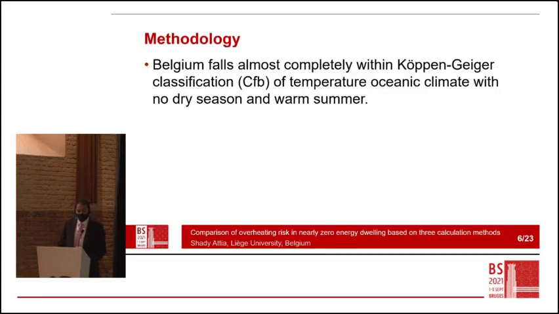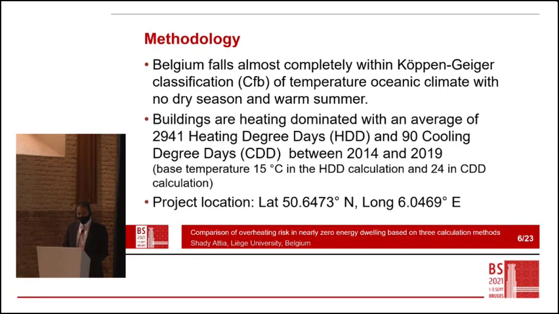Now, following on the methodology, in case you are not aware about the Belgian climate, we are falling in the temperate oceanic climate with no dry season and warm summer. The building is heating dominated with almost 3,000 heating degree days, and for cooling it's around 100. And the location is latitude 50 north and 6 east.